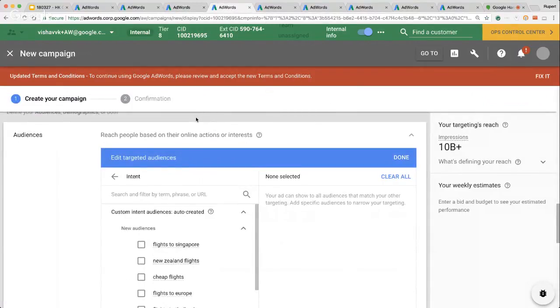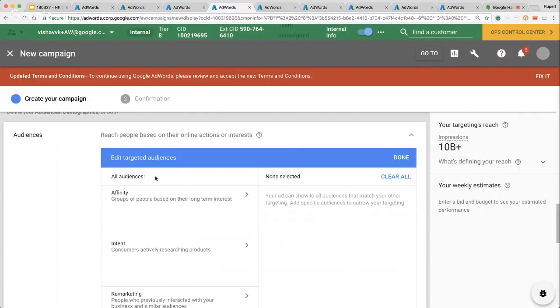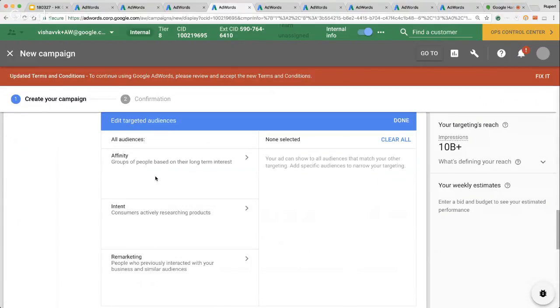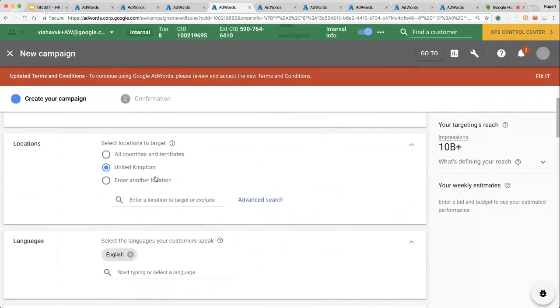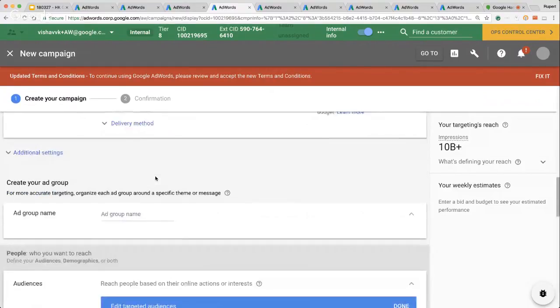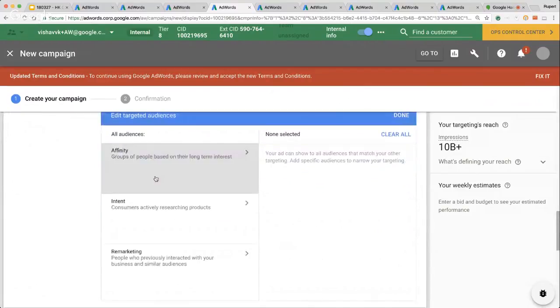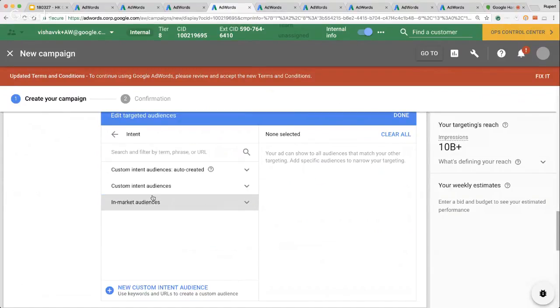And lastly is the custom intent for display. To create a custom intent for display campaign, you first have to create a display campaign. You can see here these are the parameters when creating a display campaign. Under the audiences, there will be an option of intent. There usually are three options: affinity, intent, and remarketing. You would choose intent, and under intent, you'll be able to find the auto-created custom intent audiences.